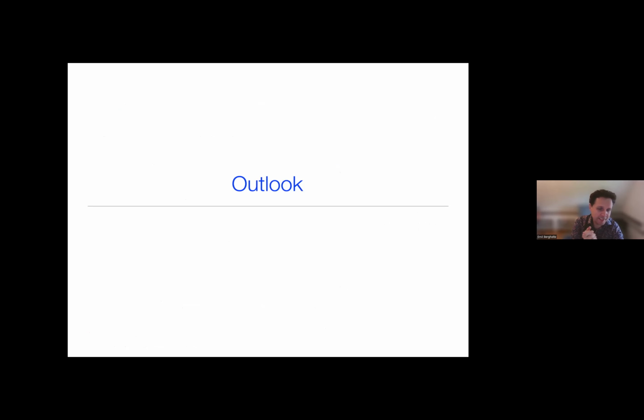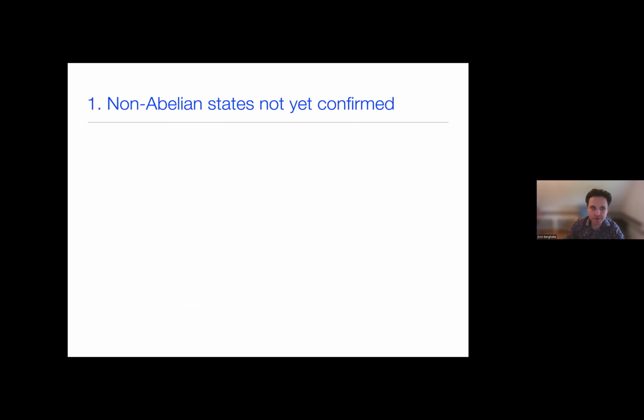But I'm basically done now with stuff that we have done, and I wanted to give you a few examples on things we want to do. But if you do them before us, then I congratulate you, and I think there are very interesting outlooks. One is non-Abelian states, because they have not yet been confirmed.